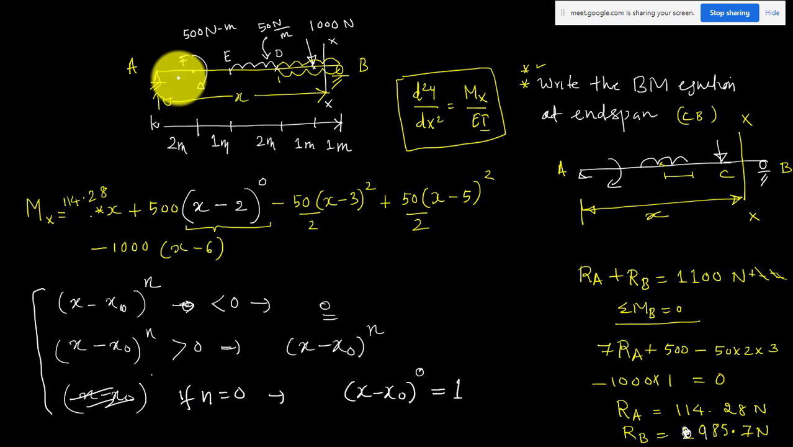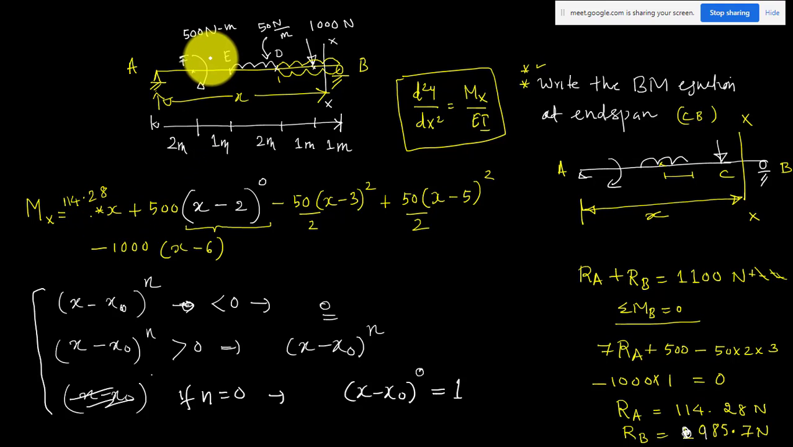For example, suppose you want to get the moment equation for segment AF. If you write segment AF, what is the x value in the moment equation? x varies from 0 to 2 meter. So the maximum x is 2 meter. If x is 2 meter, then this is 2 minus 3, which is going to be negative, so this term will not come for the segment AF. And here also x minus 5 is negative, and this one also negative, and x minus 2 will be 2 minus 2, it will become 0. So finally for the segment AF, the moment equation will be only 114 into x.